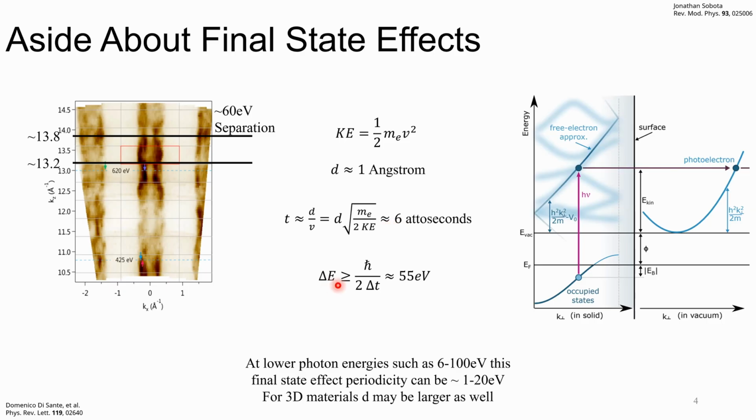And using the Heisenberg uncertainty principle, we can get that the bandwidth of that final state should be around 55 eV, which corresponds pretty close to this scale of the intensity variation here. So I think this is a nice representation of some simple physics showing up there.